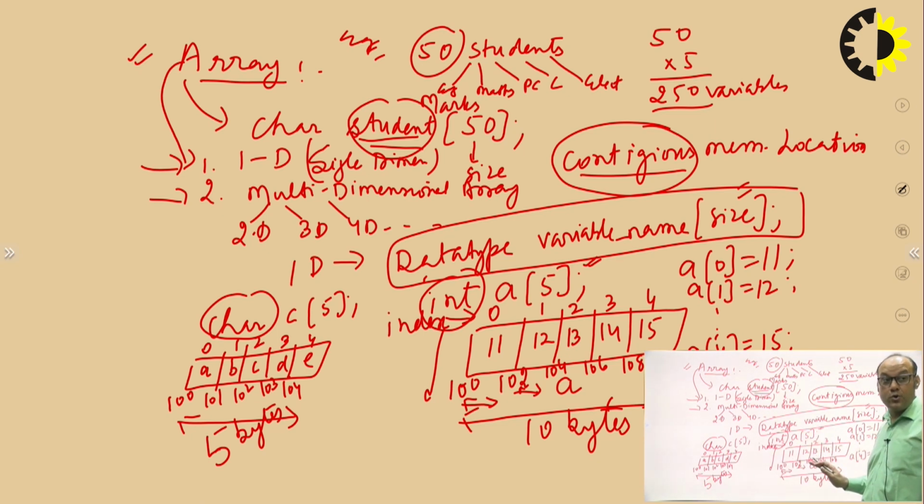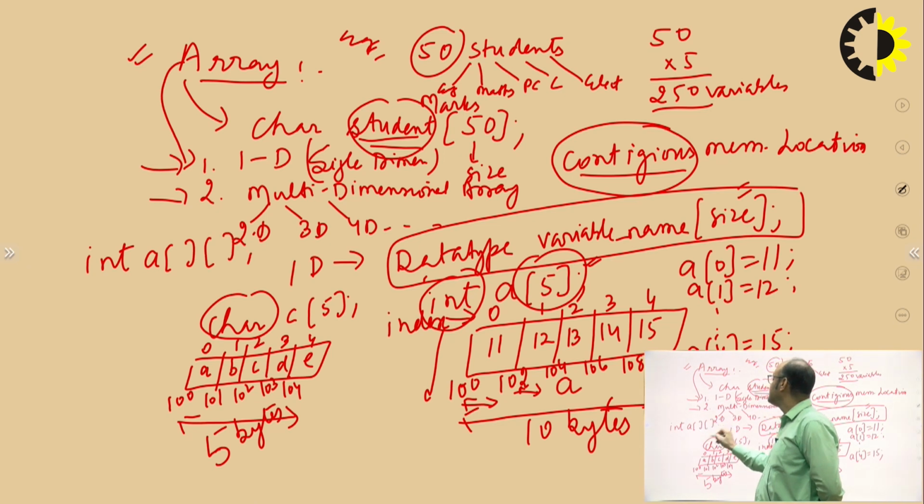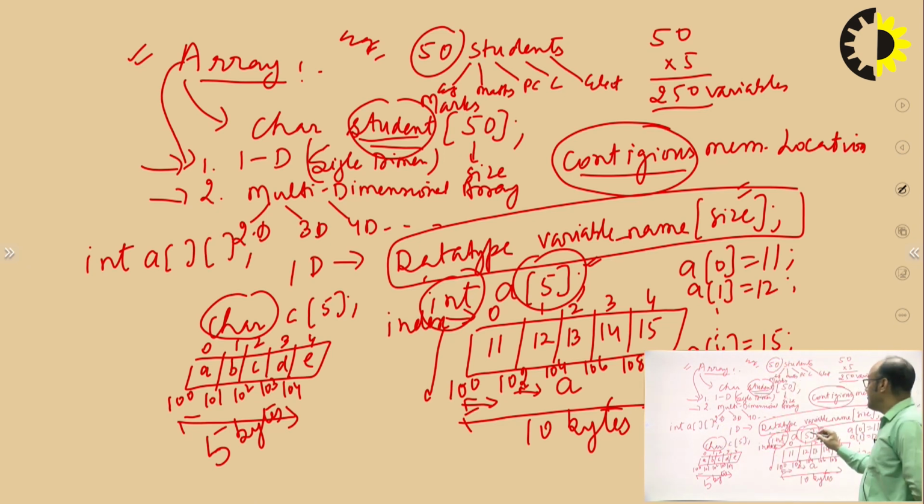Now what happens for 2D, 2-dimensional? For 1D we have taken 1 square bracket. For 2D we will take 2 square brackets, like this: int A. In 1D we have taken this 5. What is this 5? It is the size, a linear data structure. Each element is linearly aligned, so it comes under the category of linear data structure.